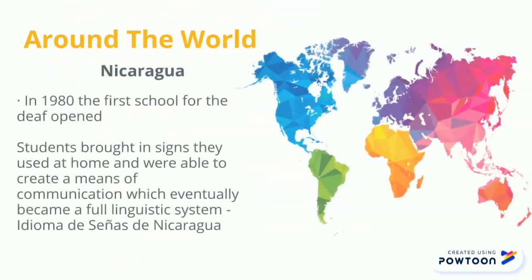In Nicaragua, the first school for the deaf opened in 1980. Students who were previously isolated from other deaf people brought in signs that they used at home, and then created a sort of basic means of communication between them, which was adopted by other students and eventually became a full linguistic system.